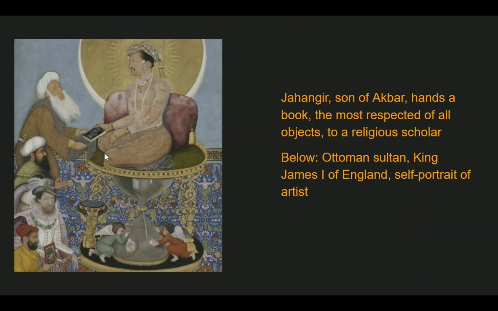So here we have an Ottoman Sultan, King James I of England. This portrait was based on a portrait that the artist had received. And we have the artist himself. So this shows his high status, that he's being depicted on the lowest level, but still in the same painting as the king. He was highly revered for his skill. So Jahangir has established these diplomatic relationships. He's acknowledging that and celebrating that.